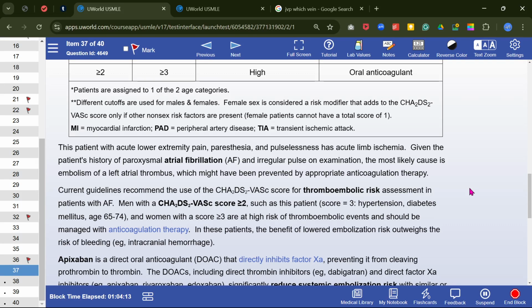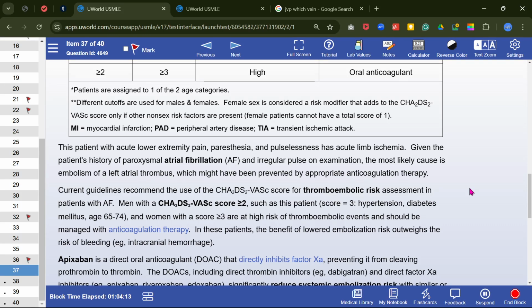For thromboembolic risk assessment, men with a CHA2DS2-VASc score of 2 or more, such as this patient who scores 3 for hypertension, diabetes, and age 65 to 74, and women with a score of 3 or more are at high risk of thromboembolic events and should be managed with anticoagulation therapy. In this patient, the benefits of lower embolization risk outweigh the risk of bleeding, like intracranial hemorrhage.